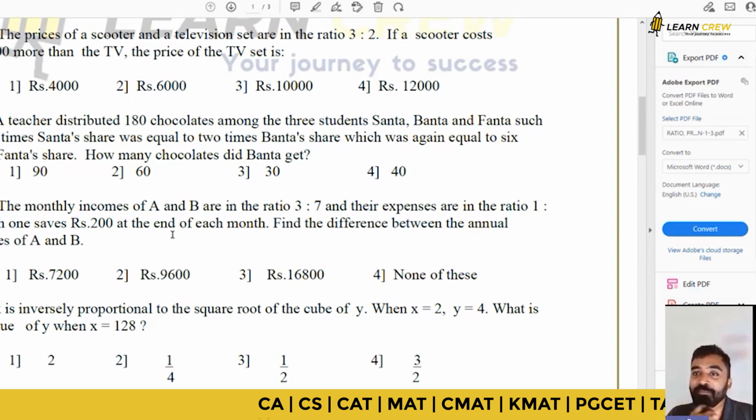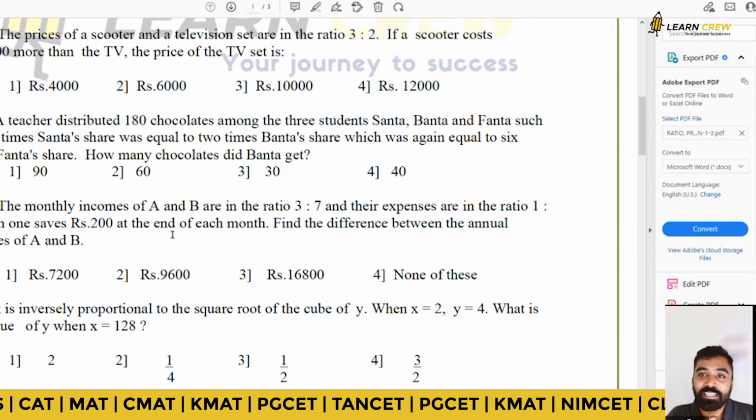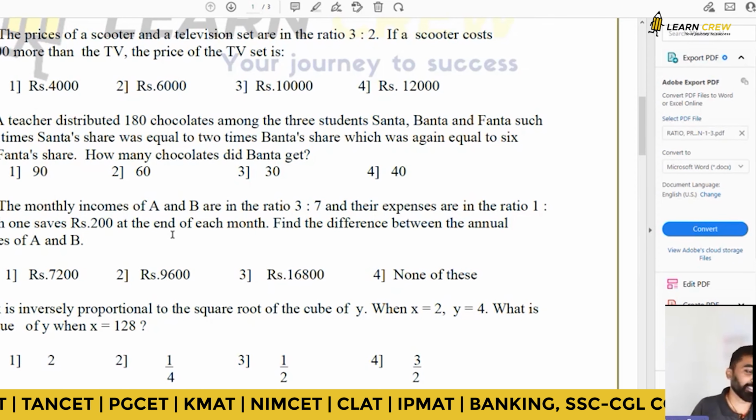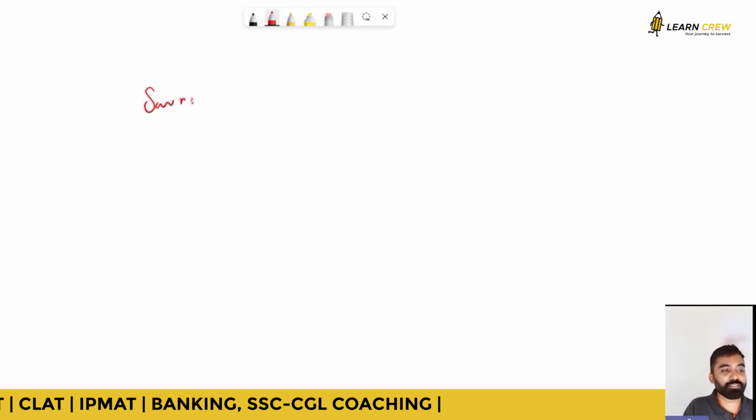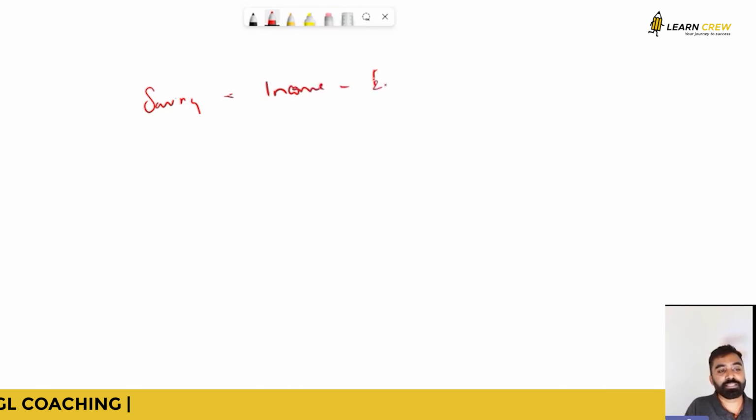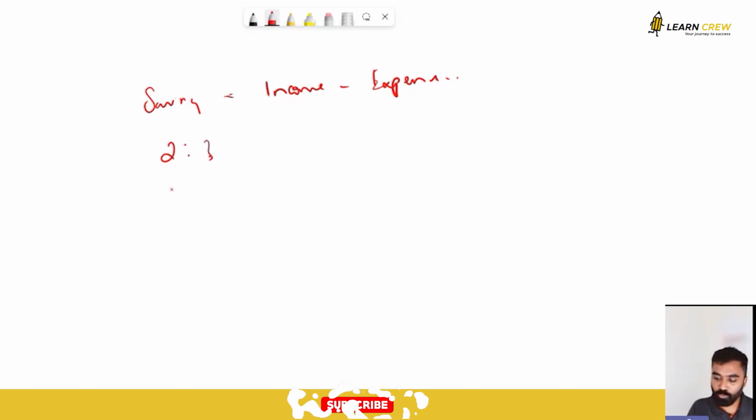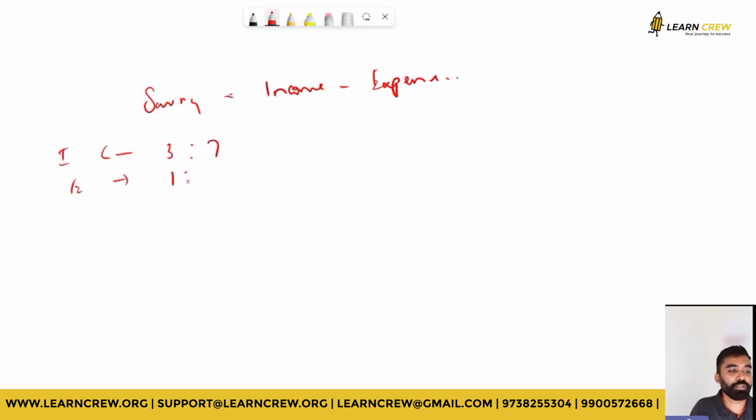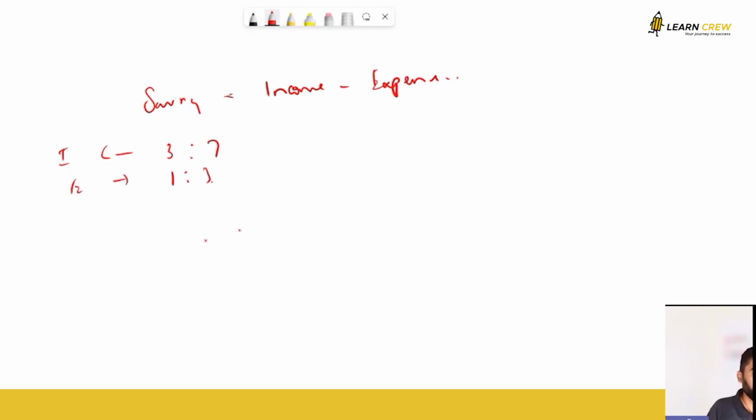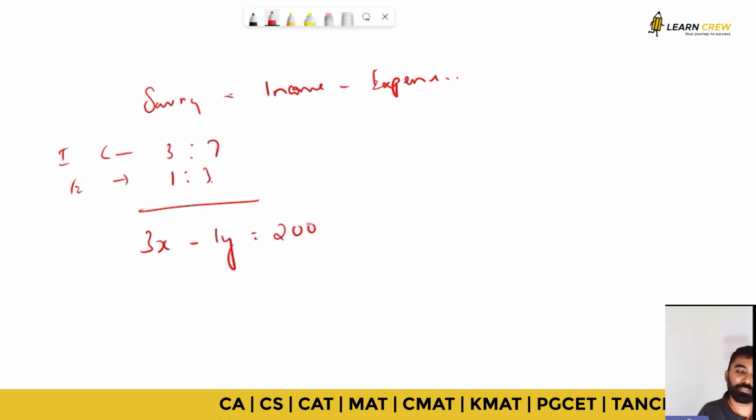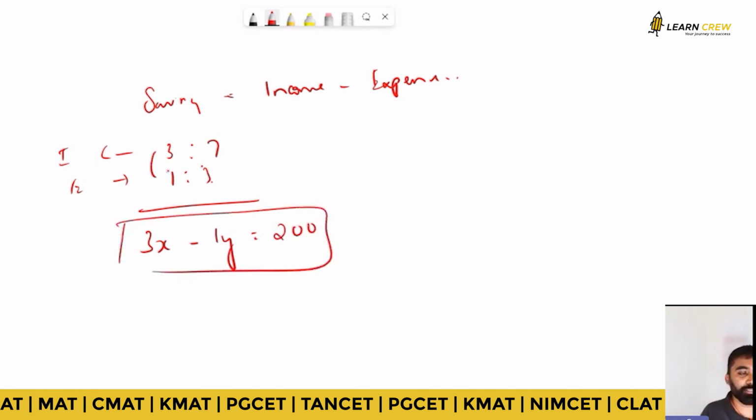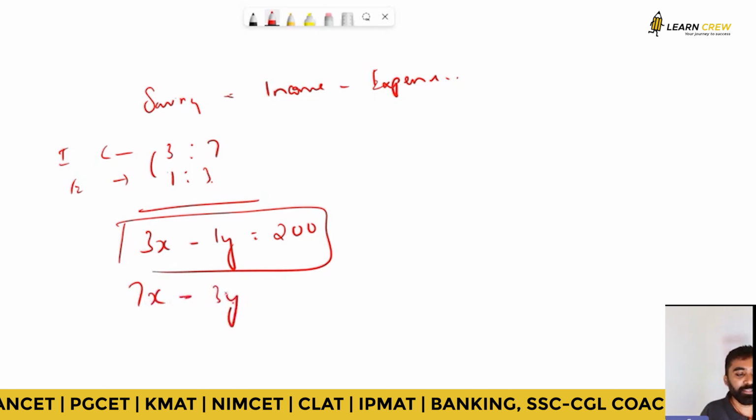What is savings? Remaining part. Income minus expenses is nothing but your savings. So savings is 200 here, incomes are in the ratio 3 is to 7 and expenses in the ratio 1 is to 3. Now 3x minus 1y equal to 200. This is the first equation, and 7x minus 3y equal to 200.